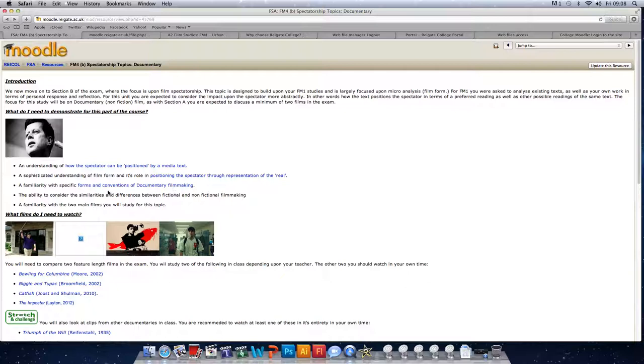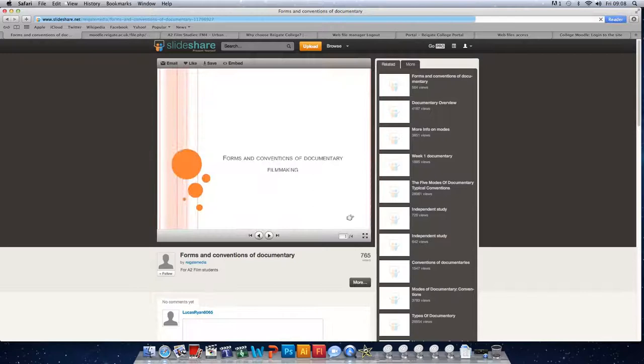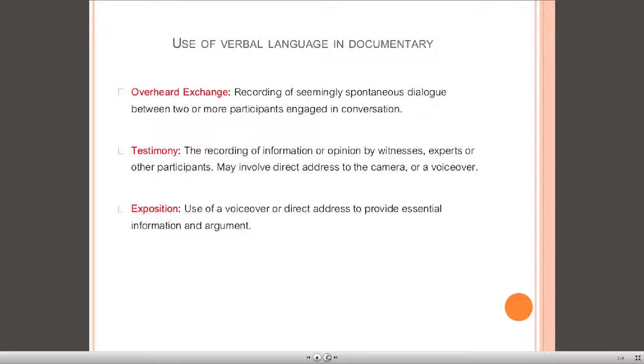Forms and conventions of documentary, you need to be familiar with that as well. So different modes, the emphasis on verbal language, overheard exchange, testimony, exposition, where they're used in documentaries and why and how, for what particular effect. So for example, in The Imposter, there's an awful lot of what we call testimony, which is sort of witness statements, people talking about how they were affected by the events that happened and how they responded to them, etc. Overheard exchange, the idea we're apparently listening in on conversation, spontaneous dialogue between two or more participants, and exposition, where we're directly addressed through the text. So that's all useful as well.